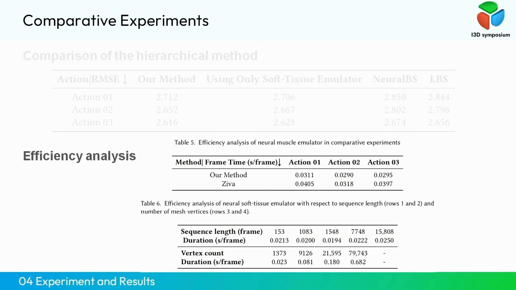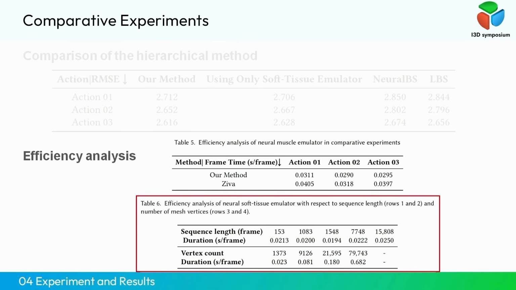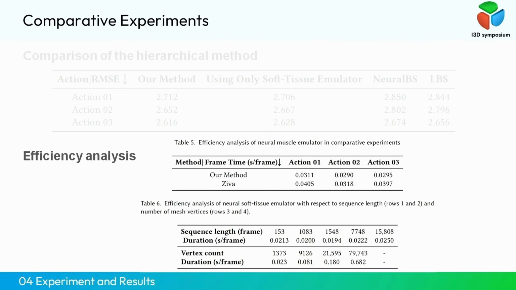Computational efficiency analysis. The musculoskeletal emulator demonstrated significantly lower frame times compared to the Ziva toolkit, and the soft tissue emulator also exhibited good real-time performance. This indicates that the proposed hierarchical method not only offers superior visual effects but also higher computational efficiency, making it suitable for real-time character animation generation.